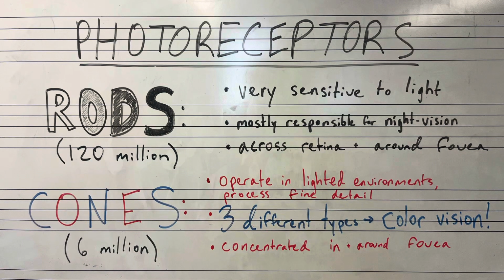The retina and fovea contain millions of photoreceptor cells called rods and cones. Rods are the most prevalent, are very sensitive to light, and are responsible for our ability to see in dim light. They're found across the retina and can become temporarily bleached when exposed to bright light. Cones operate in lighted environments and process fine detail. There are 3 types, and these are responsible for our ability to see color. They're concentrated in the fovea.